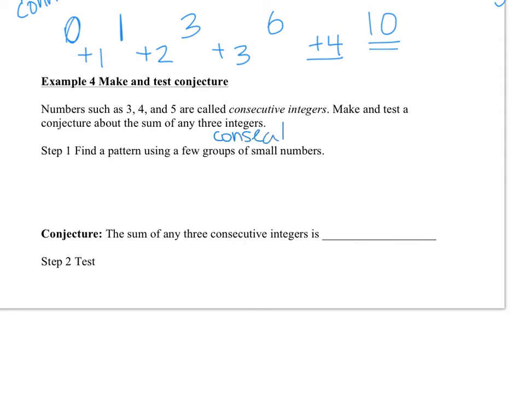Consecutive integers, since they were talking about that prior to. So consecutive integers, so think about integers 3, 4, and 5. What happens there? The sum of that is 12. Think about -1, 0, 1.